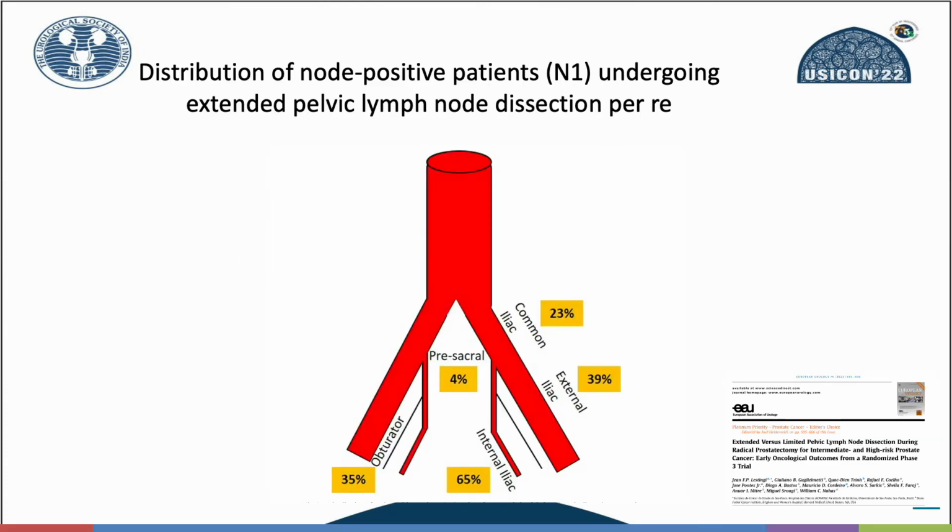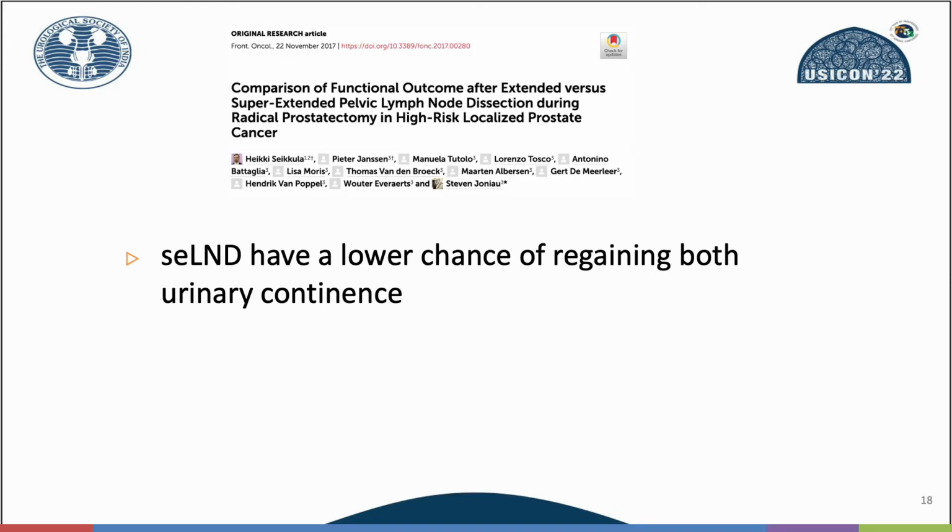If you see the distribution of node positive patients undergoing ePLND, we can see that the majority of the lymph nodes belong to common iliac, external iliac, internal iliac and obturator. Only a small percentage belongs to the presacral region. So we need not dissect the presacral region as it accounts for only 4% of the lymph nodes. When the superextended lymph node dissection was compared with the extended one, an important paper by Hecky showed that superextended lymph node dissection has a lower chance of regaining both urinary continence and erection.